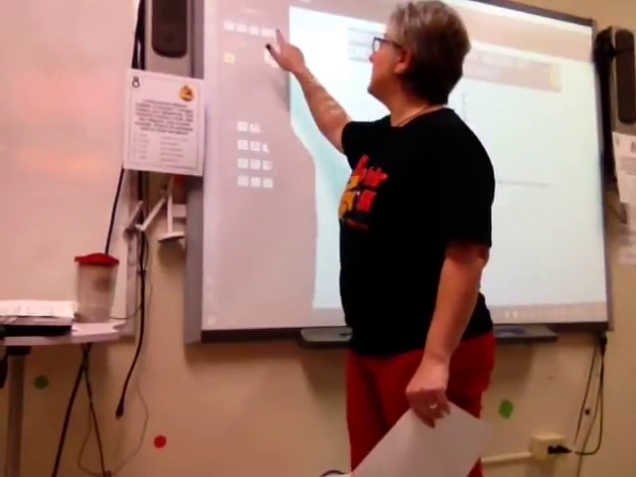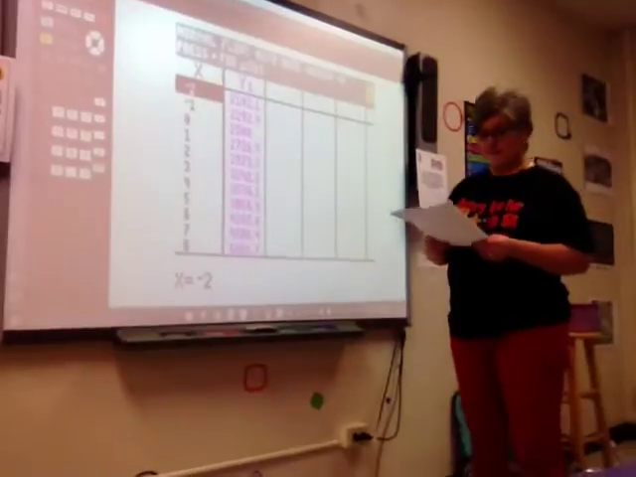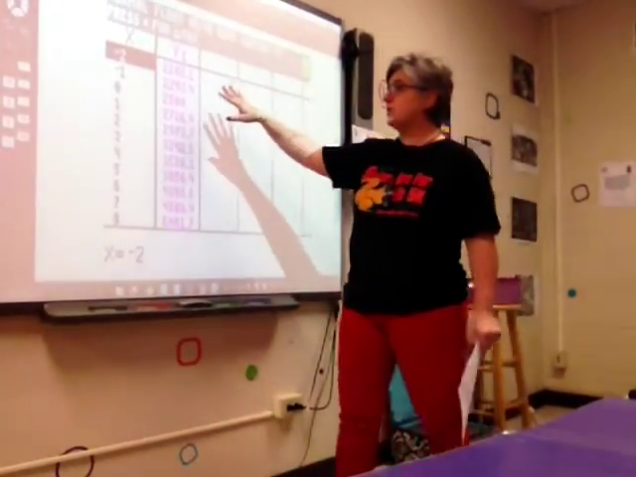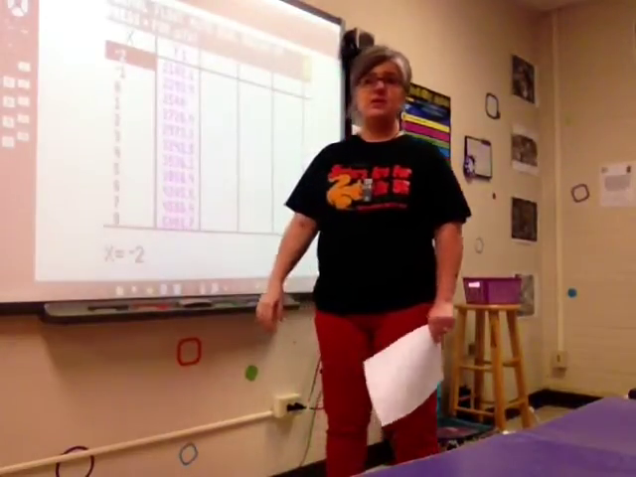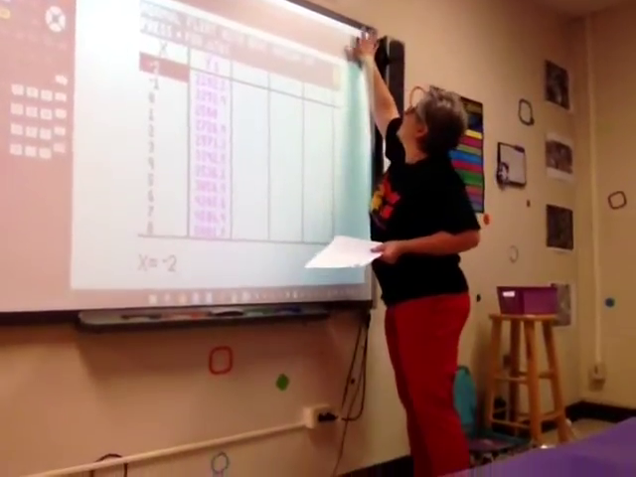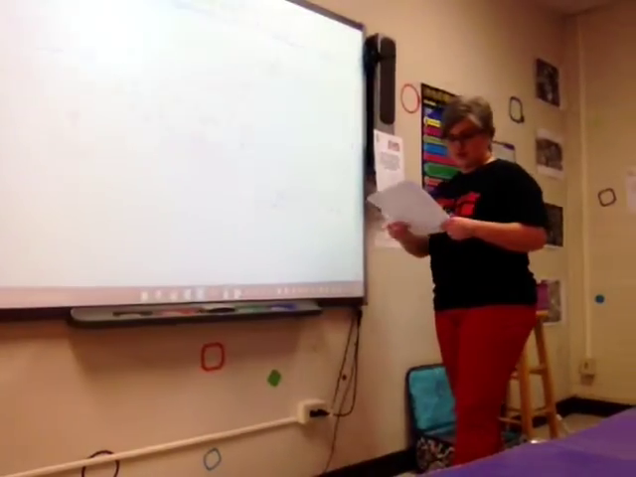So I'm going to press second table. Okay? And I can look at some of the values here in the table to help me transfer that graph onto some paper. Okay, next one.